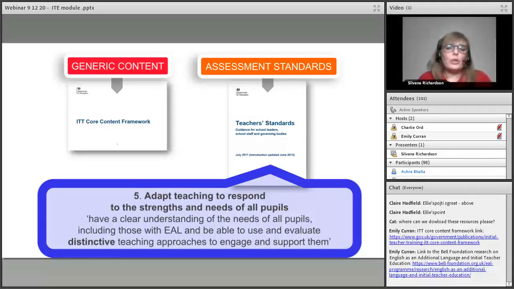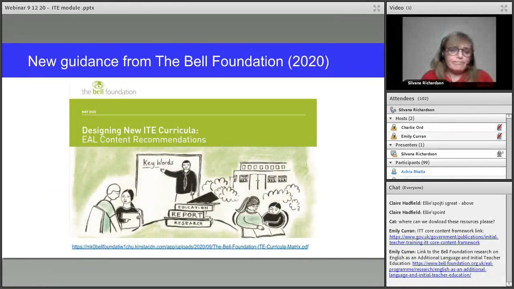So we've got this tension there between those generic statements in the core content framework and the expectation that trainee teachers, student teachers, should be able to work with specific teaching approaches to meet the needs of children with English as an additional language. For this reason, back in April, well, actually first few days of May, at the Bell Foundation, we launched a document which you can download again for free, which was called Designing New ITE Curricula, EAL Content Recommendations, because we felt that we needed to flesh out and supplement those statements from the core content framework and spell out what they meant for pupils for whom English was or is an additional language.